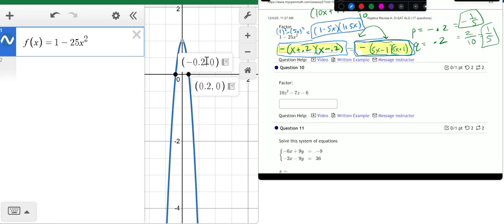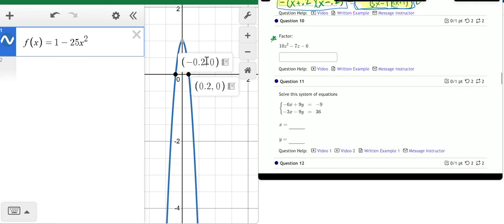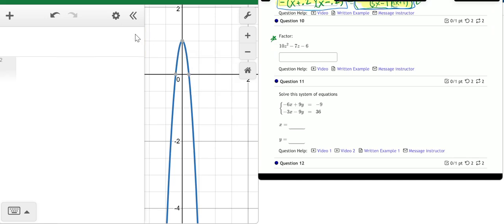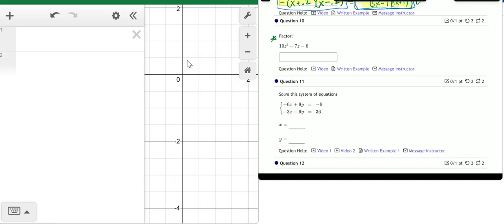The next example goes even further with that. Ideally, you solve this by hand. This is one where you either need to reverse FOIL and look at all the possibilities, and there's a lot of different possibilities. Or, because the middle is an odd number, I'm just going to take my leading coefficient times my constant.